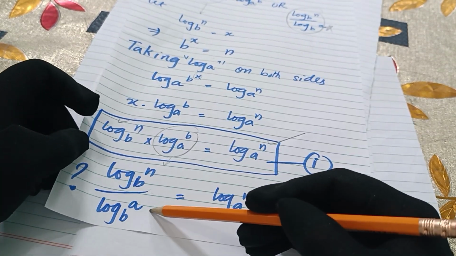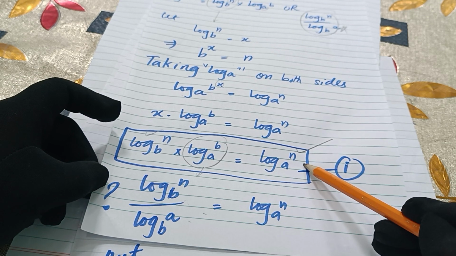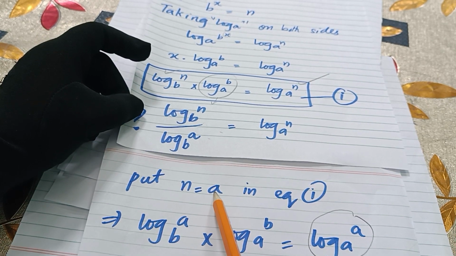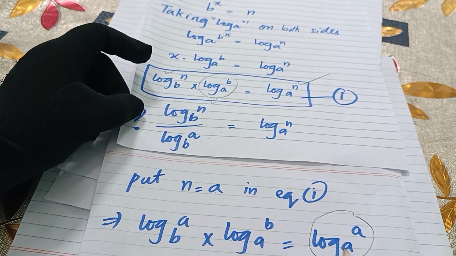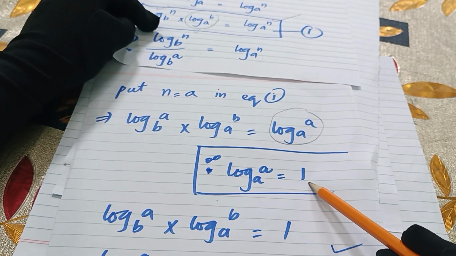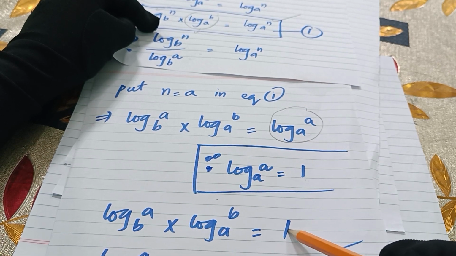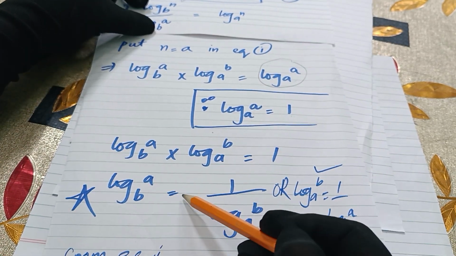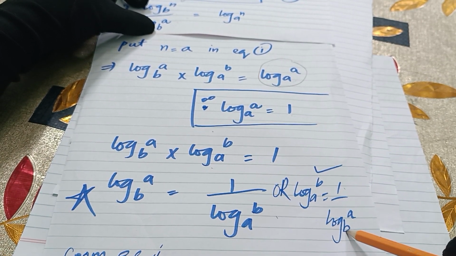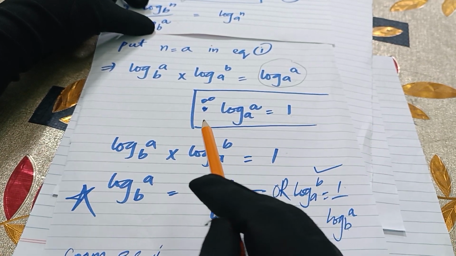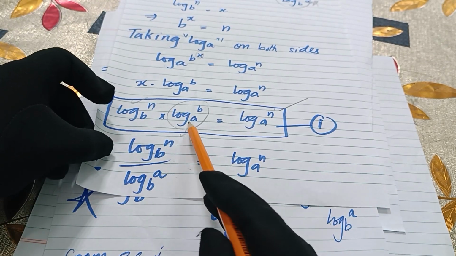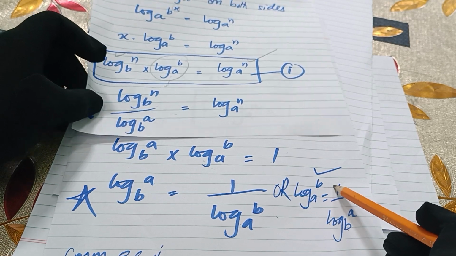For this, I do the same in equation 1: I replace n by a. When I replace n by a, it becomes log_b a into log_a b equals log_a a. This value equals 1. So when I replace this value with 1, log_b a can be equal to 1 over log_a b, or log_a b equals 1 over log_b a. Anyone you can use. In your given law, this one is being replaced, so I will use this value.